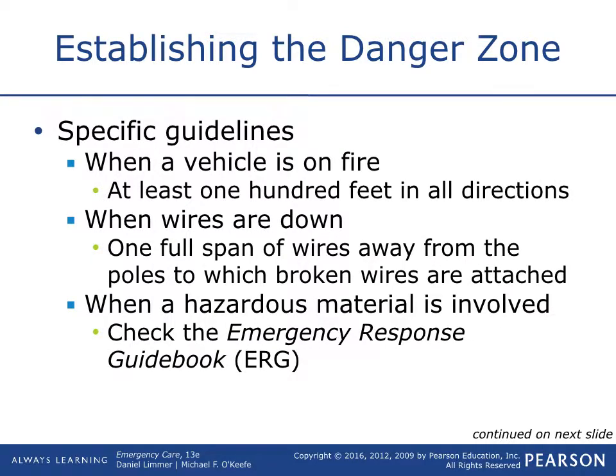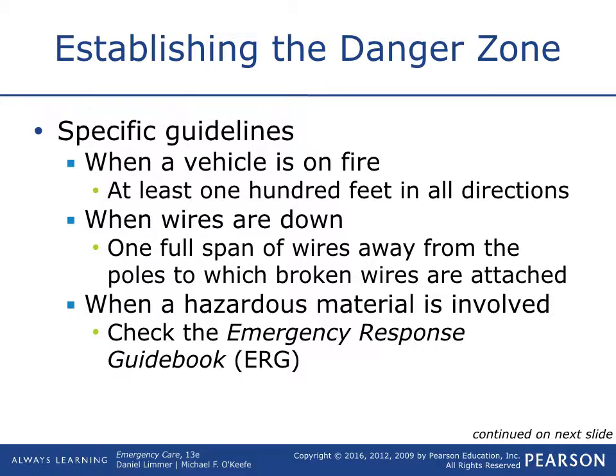When a vehicle is on fire, stay at least 100 feet away in all directions. When wires are down, stay one full span of wires away from the poles to which broken wires are attached. Just different protocols, and they're all in your book. Like I said, I can't cover all this without reading the whole chapter to you, so be sure to go through your book. The key point is that there are protocols for establishing a danger zone. The danger zone when a car is on fire is 100 feet, and the danger zone for downed wires is one wire span away from the pole it's connected to.